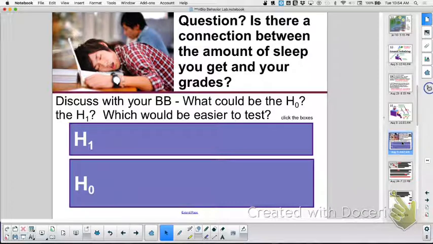What would be a research hypothesis? What would be a null hypothesis for that question? Go ahead, discuss with your bio buddy.